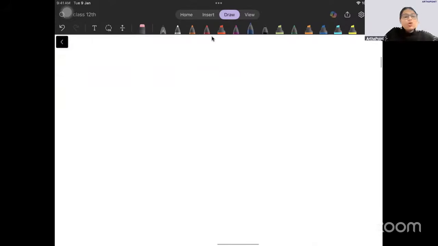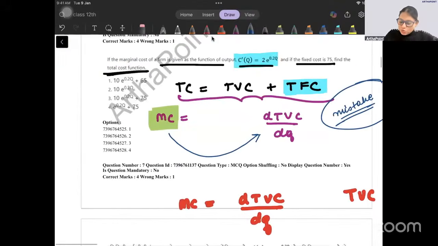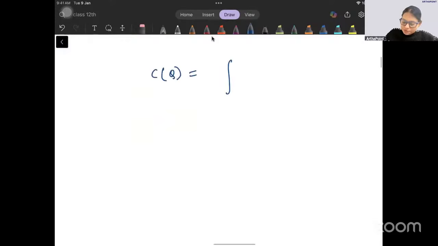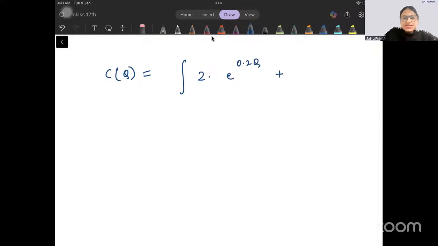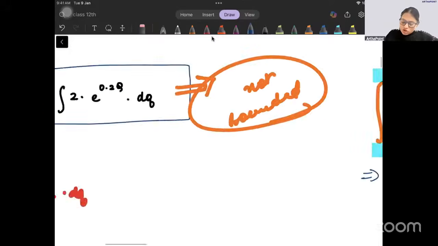So my cost will be integration of this function. What is the function? 2 into e to the power 0.2q plus fixed cost. When I integrate this, I will get e to the power 0.2q divided by 0.2 plus c plus fixed cost, right? Plus c plus fixed cost. Okay. Now, fixed cost का एक property रहता है.